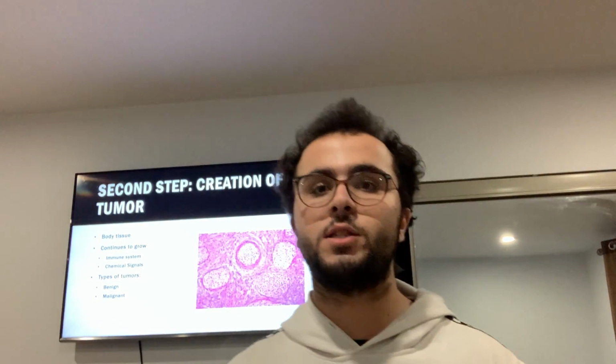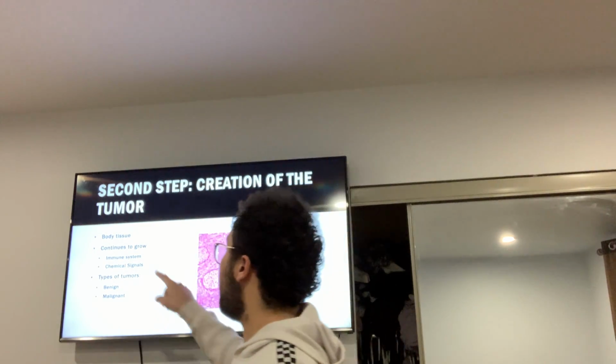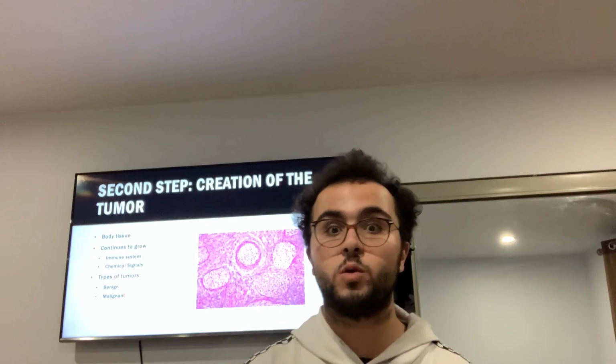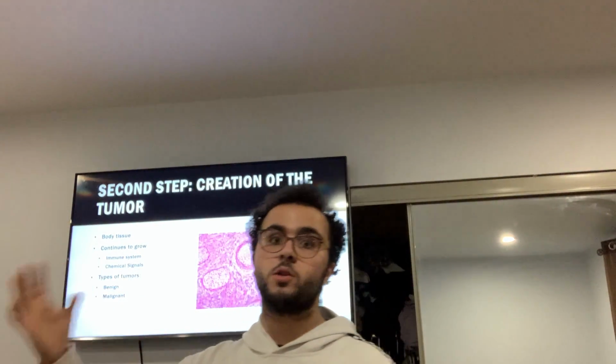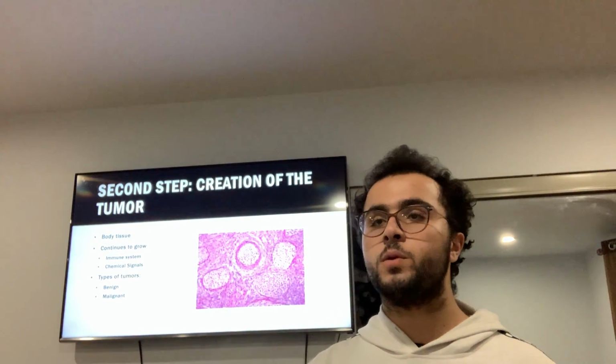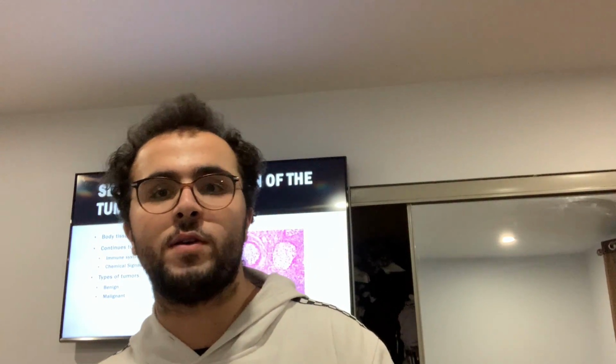A benign tumor is a tumor that grows quite slowly and doesn't spread into other locations in your body. However, a malignant tumor is a tumor that grows quite quickly and does spread into other locations in the body, through the blood and lymph vessels. Lymph vessels are another type of vessels in your body.